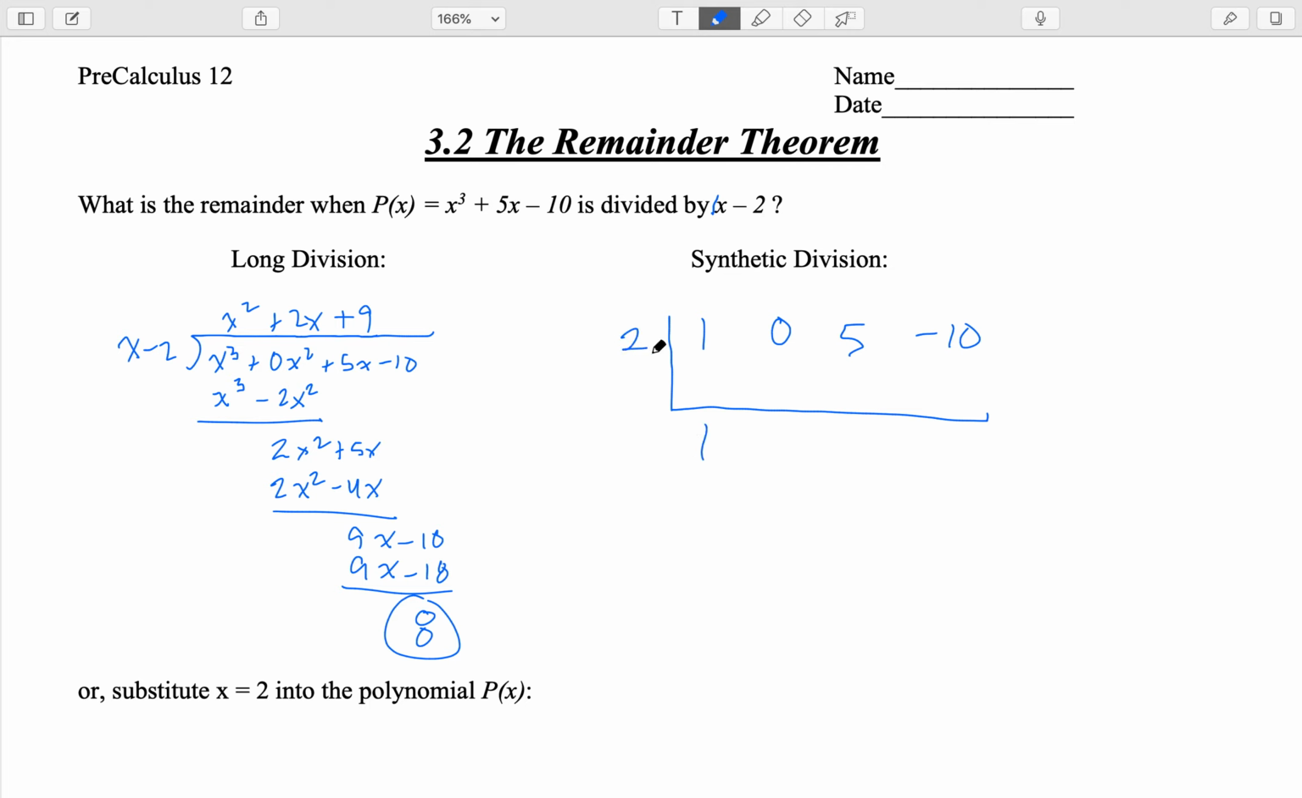So 1 comes down. 2 times 1, 2. Add them up, 2. 2 times 2, 4. Add them up, 9. 2 times 9, 18. Add them up, 8. There's my remainder.